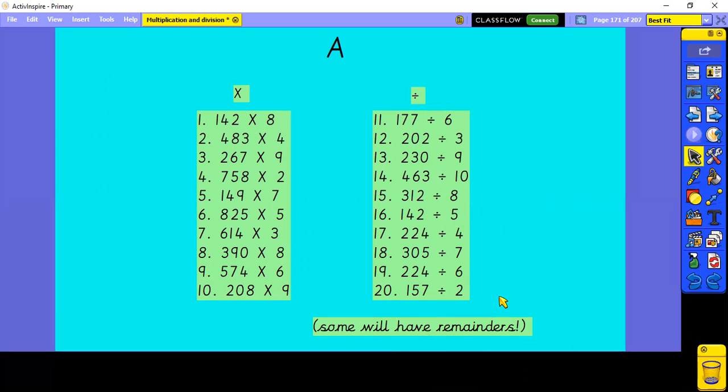So if you want to do step A, pause the video and do that now, and make sure you write the number of the question next to the one you do so you don't forget when it comes to the answers. So pause the video to do the step A questions.